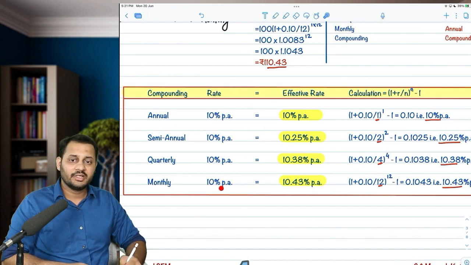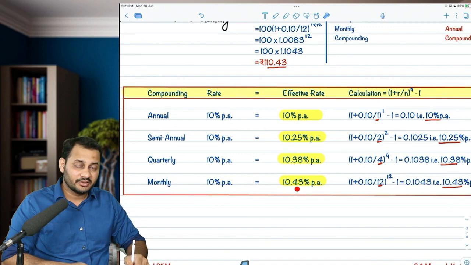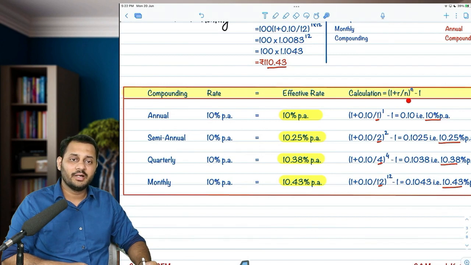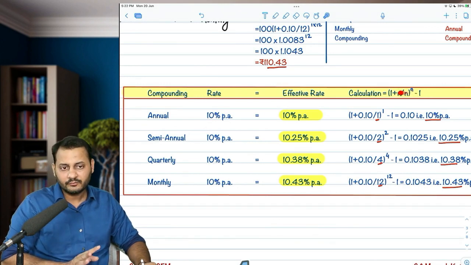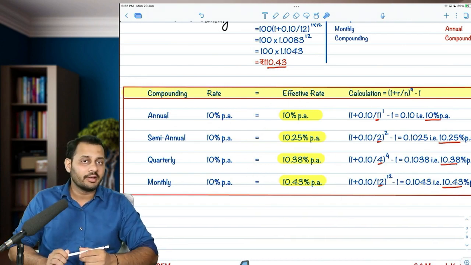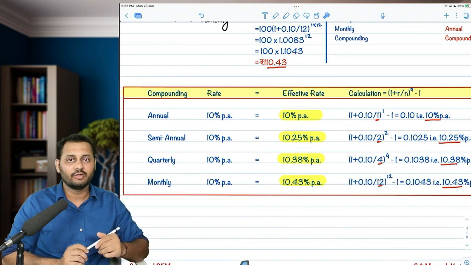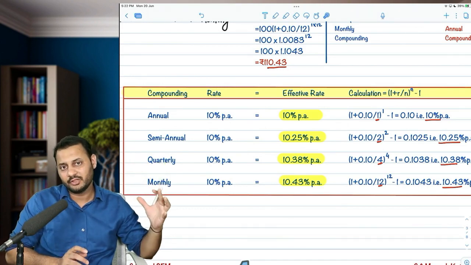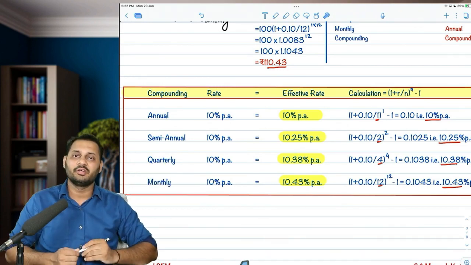Compounding monthly with a 10% per annum rate gives you 10.43% per annum effectively if you put it in this formula. So the formula is 1 plus r divided by n, to the power n, minus 1. There is no t required. Even if you put t, it will be 1 only. So this is how you calculate the effective rate of interest. That gives you how much exactly you are earning on a per annum basis, not semi-annual, not quarterly, not monthly.